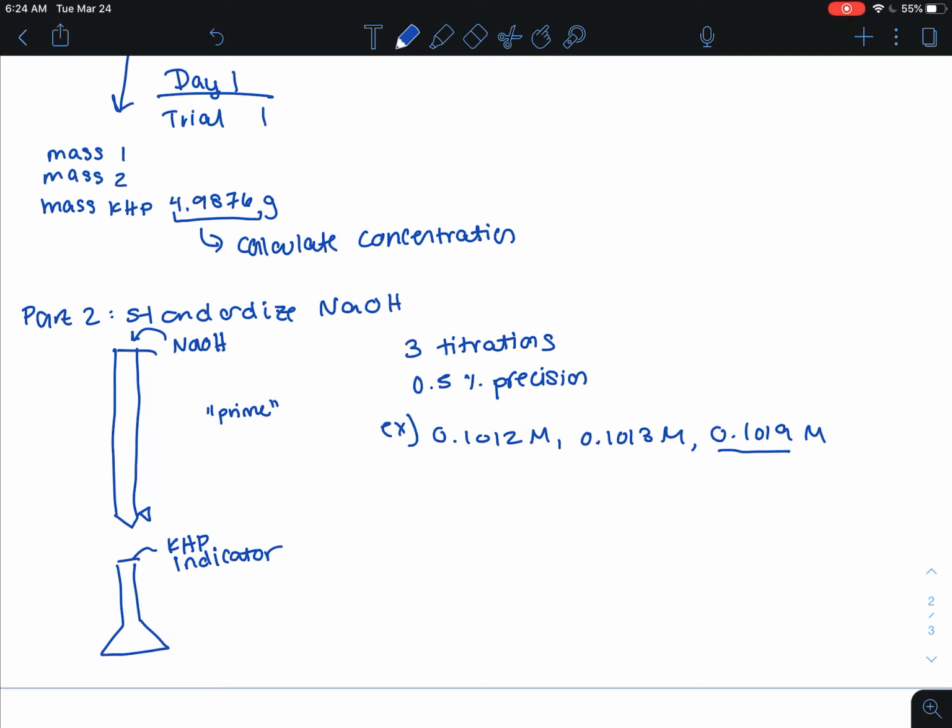So you did these 3 titrations, and you can kind of see that that last one is not as close as your first 2. So in order to see if you're close enough in percent precision, what you do is you calculate your average, which is 0.1015 molar, and you use the largest and smallest number, the last trial and the first, and the average to find your percent precision.